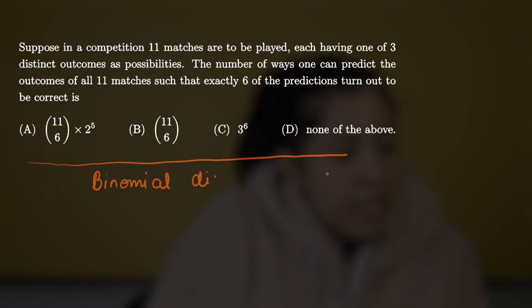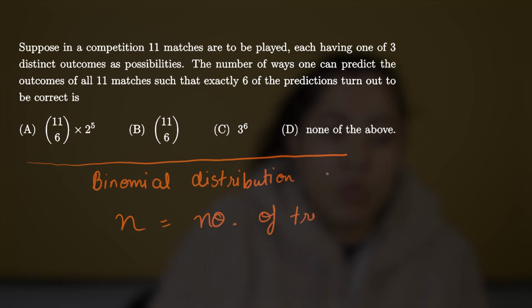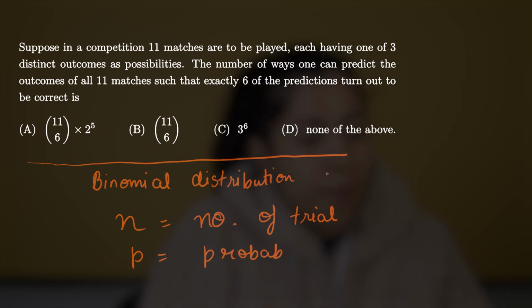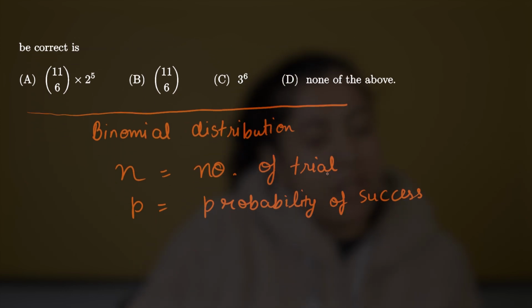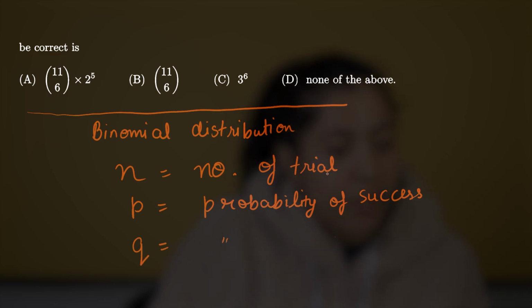Binomial distribution says that if we have n number of trials, n is given as the number of trials, that is, the number of times we are having the experiment, and p is the probability of success. We assume that there are just 2 possible outcomes. One is considered as success and the other as failure. Since p is the probability of success, q is given as the probability of failure, and that is equal to 1 minus p.